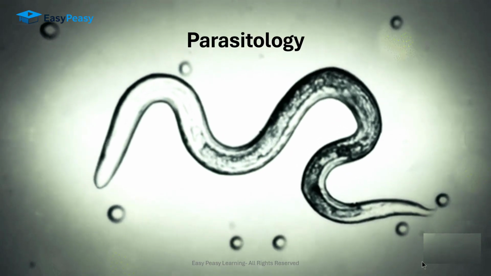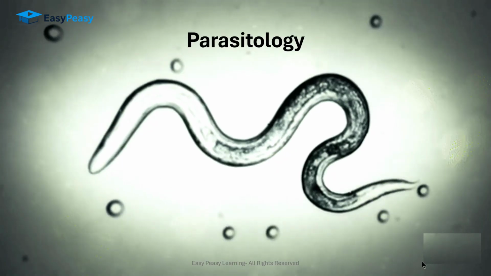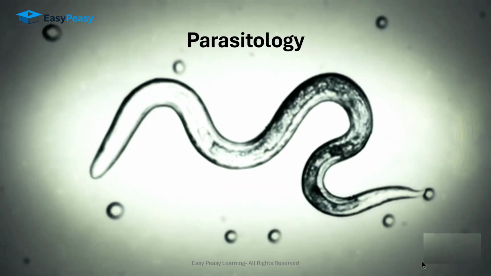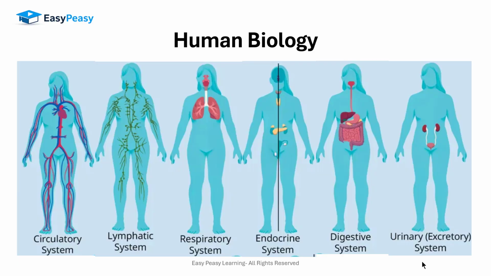Parasitology. Parasitology, this is the branch of biology which deals with the study of parasites. The structure, mode of transmission, life histories, and host-parasite relationship are studied in parasitology. Human biology. Human biology focuses entirely on humans, their structure, function, genetics, and evolution.